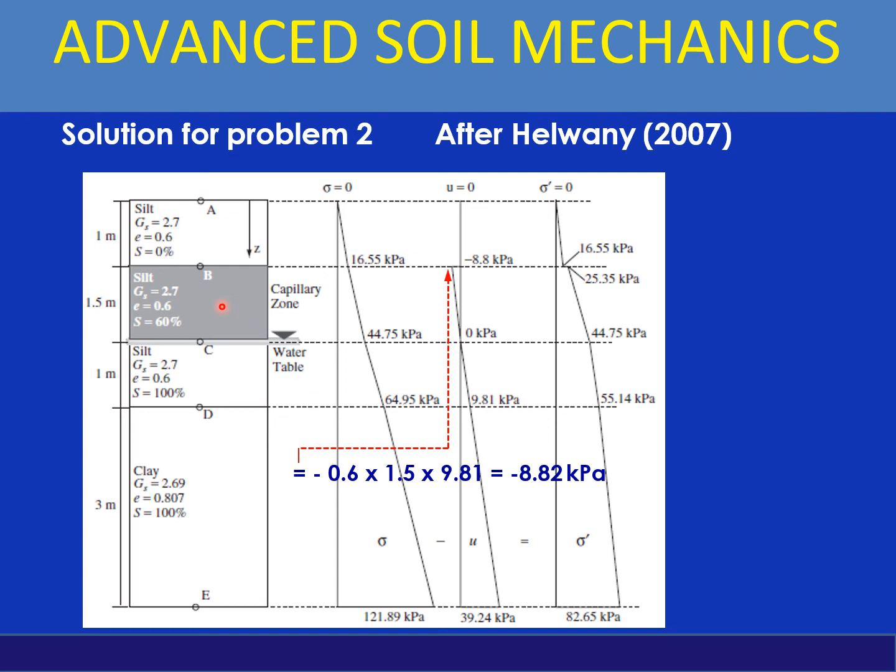But as this is not fully saturated, the degree of saturation is 60%, so in that case you will have to use 0.6, or you can say 60 over 100. And the negative sign is there because you are having the capillary rise because of suction, so the negative sign is to be used. So here you can say minus 8.82. So that's the only difference.